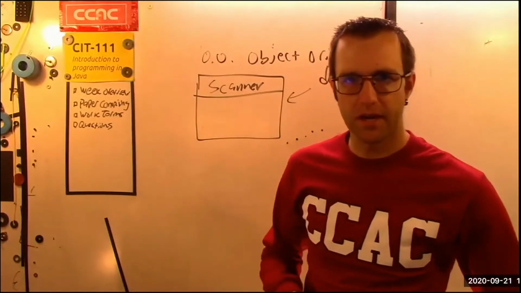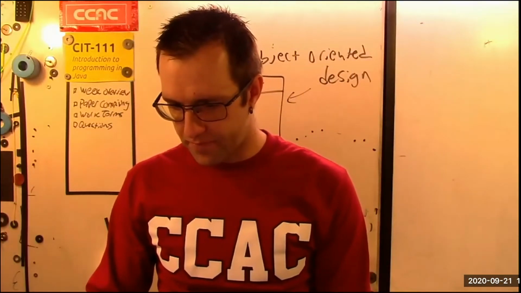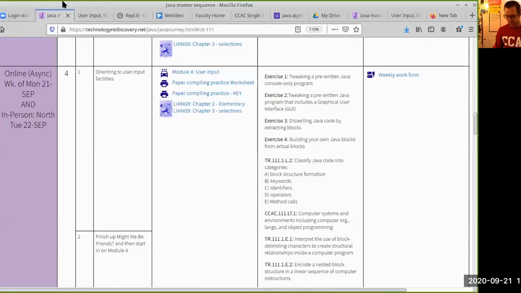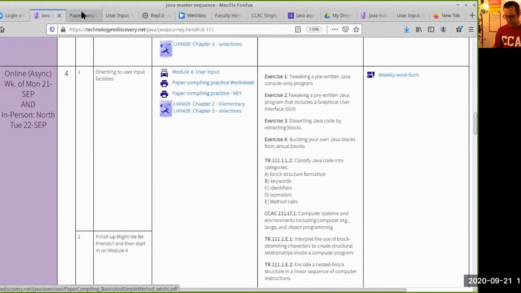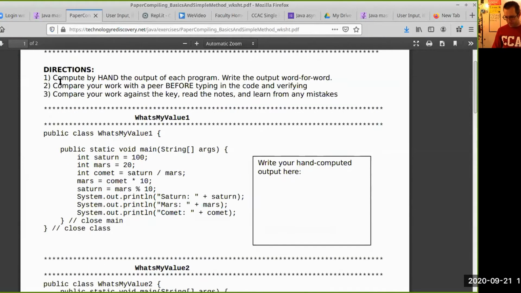Module 4 is the topic. And I also included an exercise in the schedule for this week that's called paper compiling, or I call it Be the Compiler. I included both the worksheet and the key, and they're PDFs. And there's 4 little exercises, which will probably take you about half an hour. And this is the beginning of that series of exercises that will invite you to attempt to generate what the computer will generate. So I give you instructions up here.